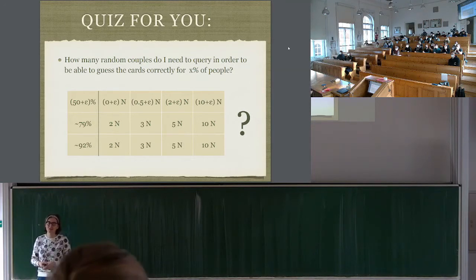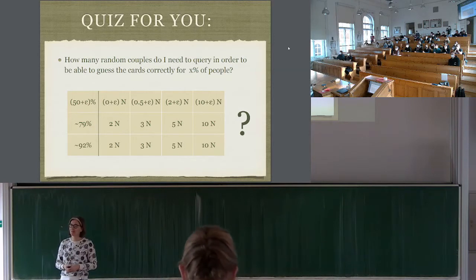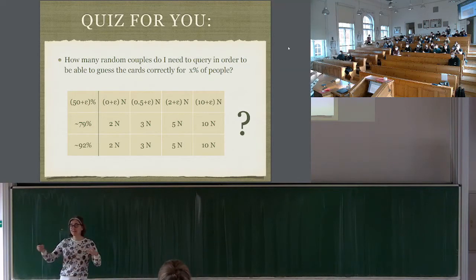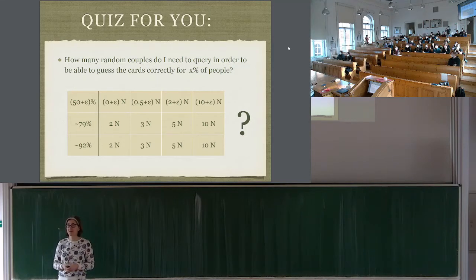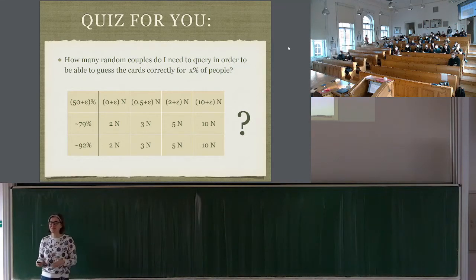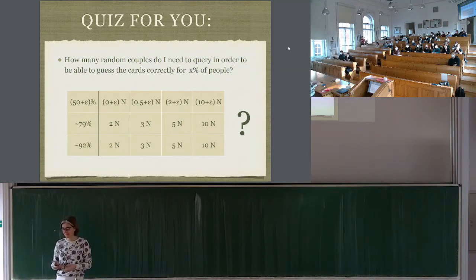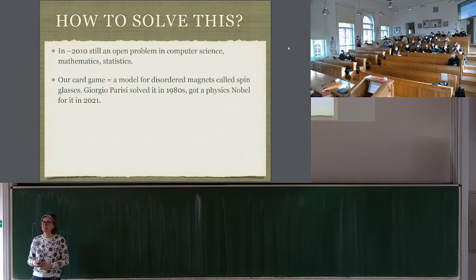Intuitively one would say I don't need much, right? Maybe I don't need much. And if I want to classify 79% of people correctly, how many questions do I want? And if I want to do 92% correctly, how many questions do I need? So it's not so intuitive, right? What's right here? You could guess, but I will tell you the answer in a few slides.